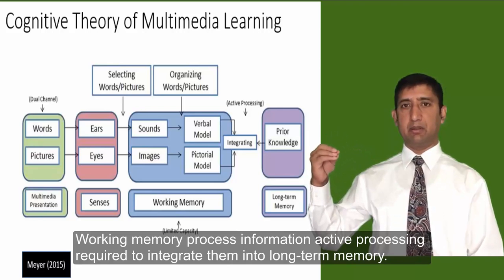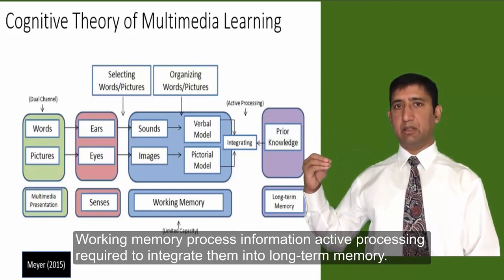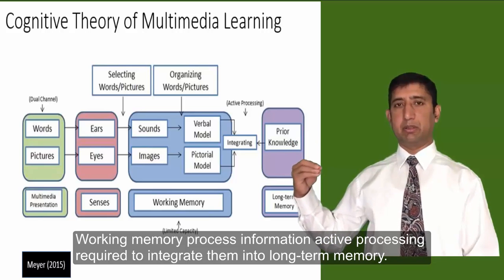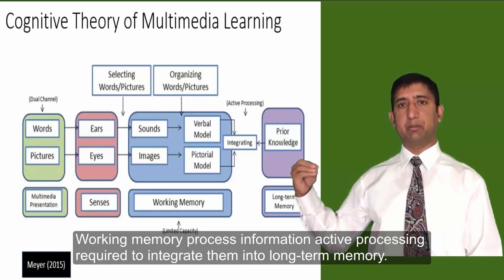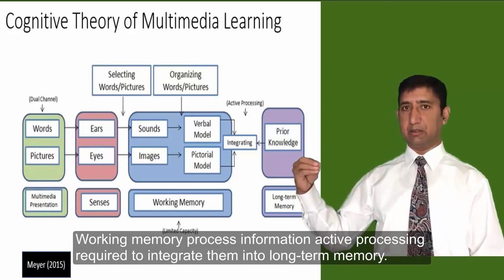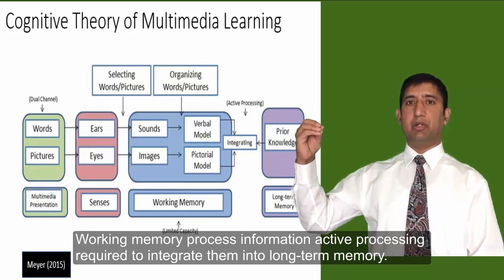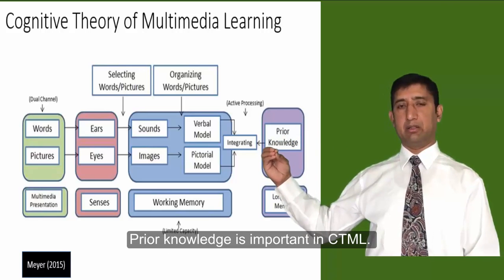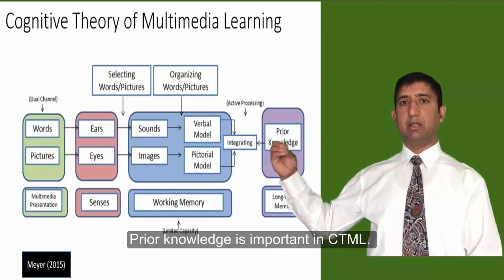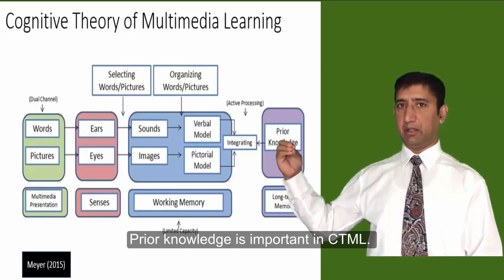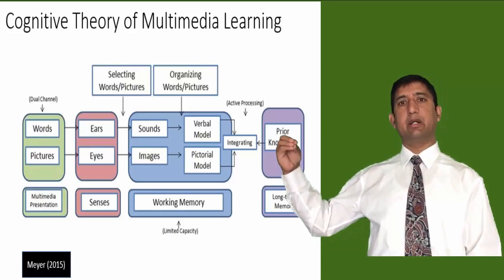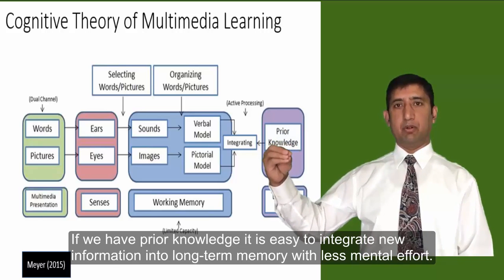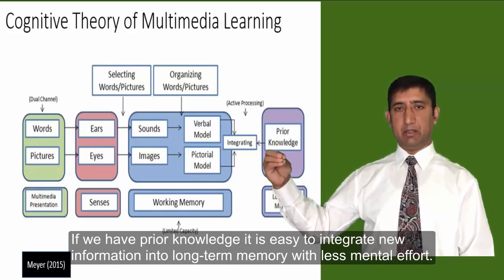The working memory will process this information, and then there is active processing, the second principle of the cognitive theory of multimedia learning, a principle we follow when designing our multimedia instruction. We have to actively process that information and integrate it into our prior knowledge. Prior knowledge is important in the cognitive theory of multimedia learning. If we have prior knowledge, it is easy to integrate the new information, and that can lessen our cognitive load and expand our working memory.